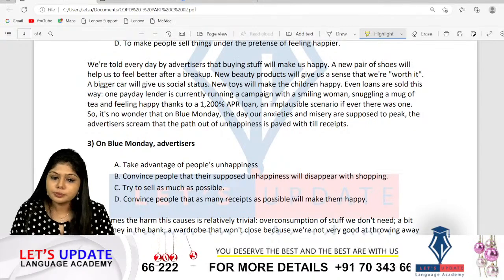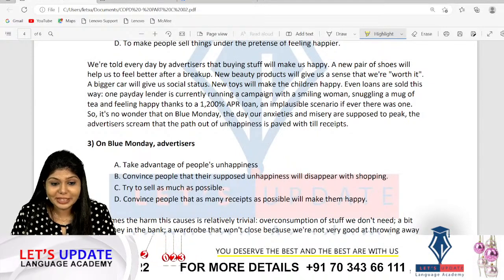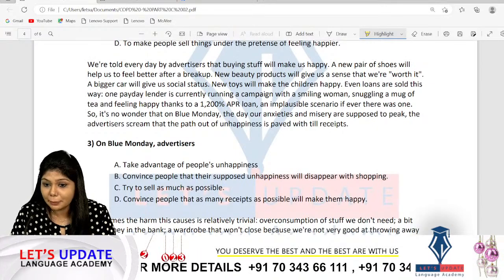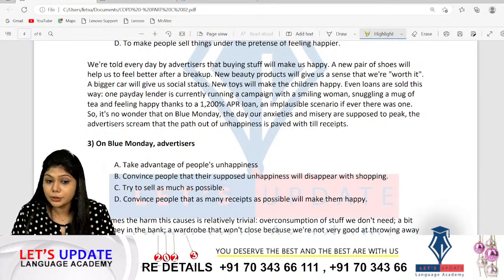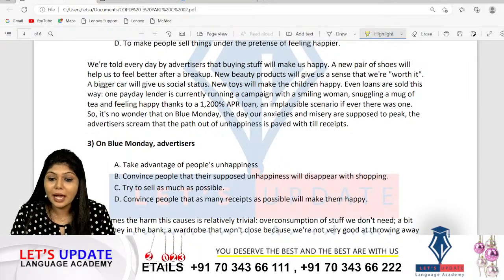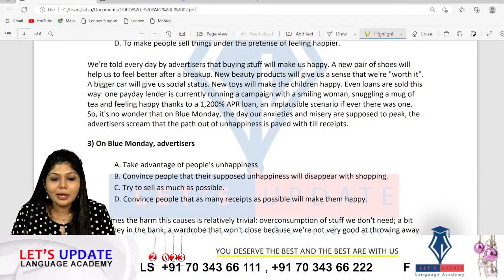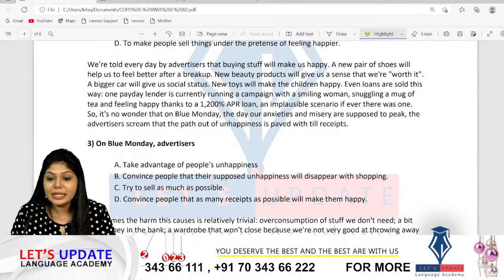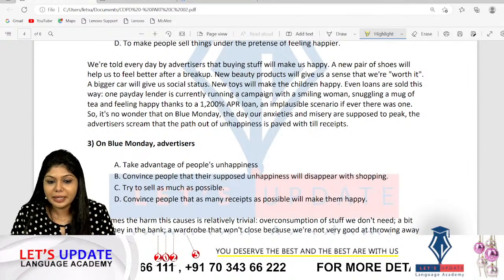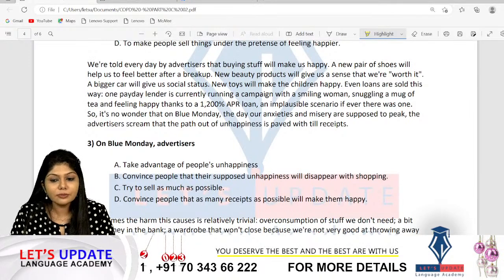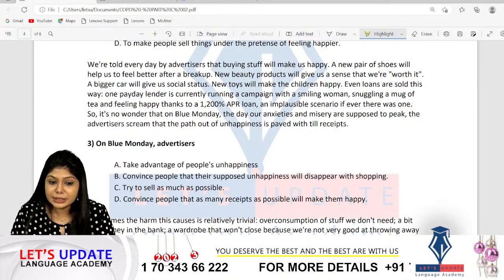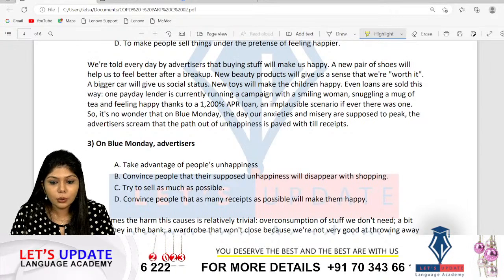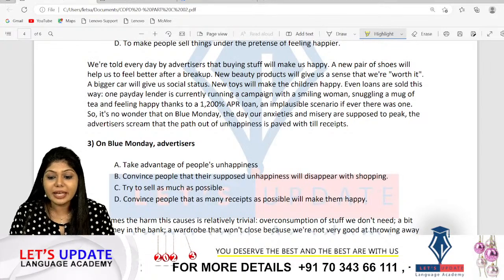Okay, so now let's read the paragraph together. We are told every day by advertisers that buying stuff will make us happy. A new pair of shoes will help us to feel better after a breakup. New beauty products will give us a sense that we are worth it. A bigger car will give us social status, and new toys will make the children happy. Even loans are sold this way. One payday lender is currently running a campaign with a smiling woman snuggling a mug of tea and feeling happy thanks to a 1200% APR loan. An implausible scenario if ever there was one.